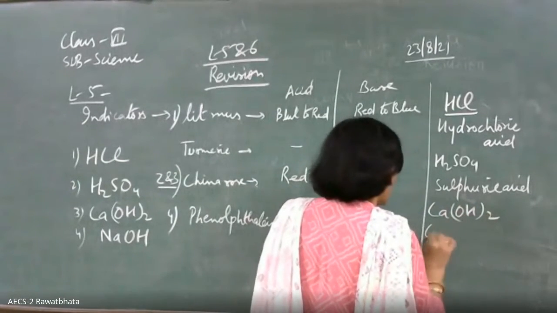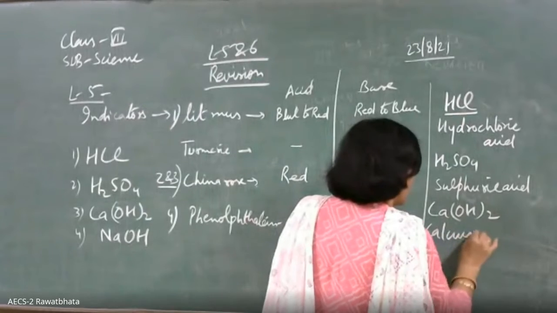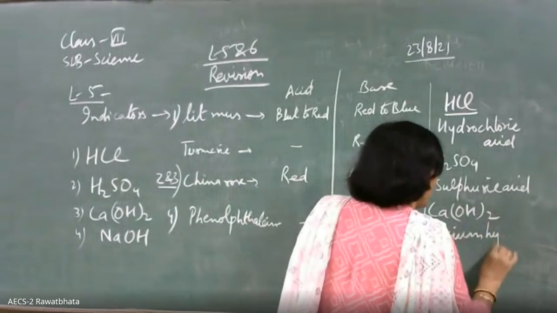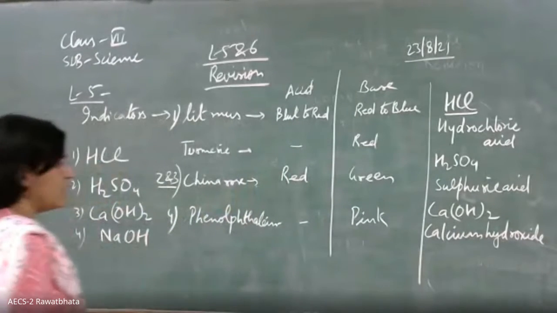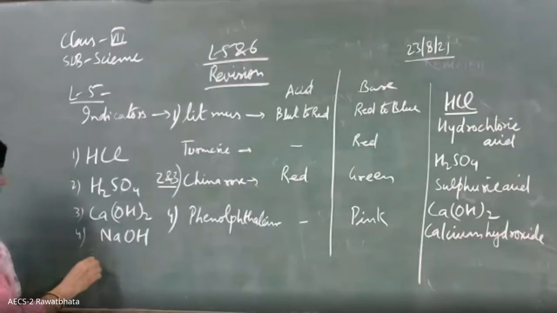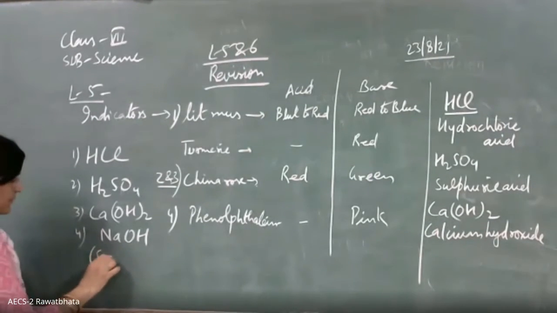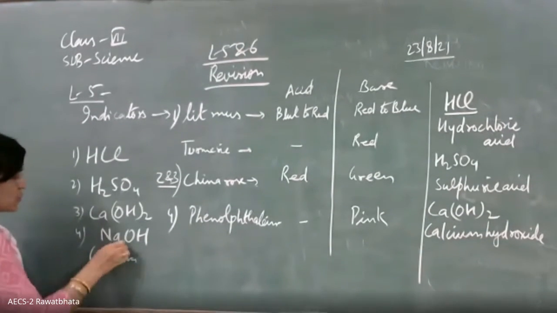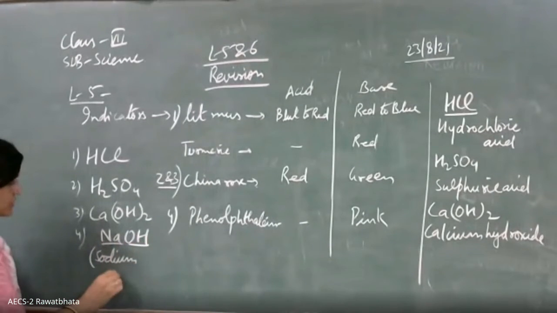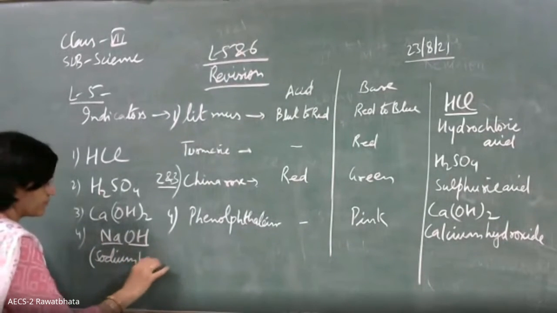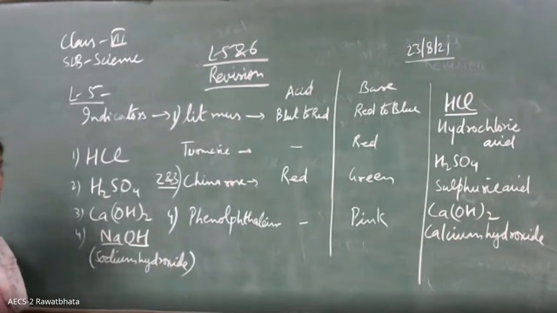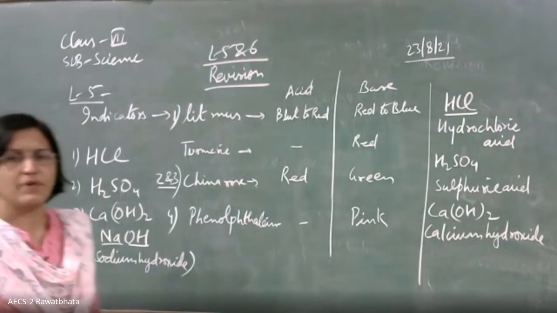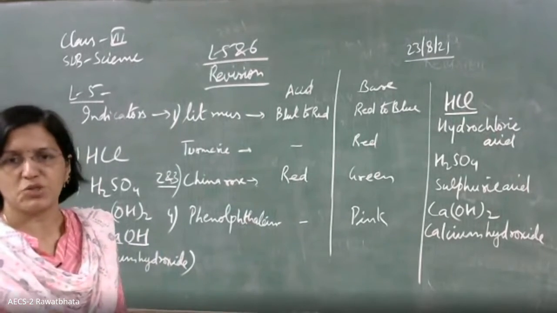Ca(OH)2 is calcium hydroxide, and NaOH. Here itself I am writing. Na stands for sodium and OH of course hydroxide. Moreover, simply by looking at the formula itself, we can say that this is a base. OH means a base.